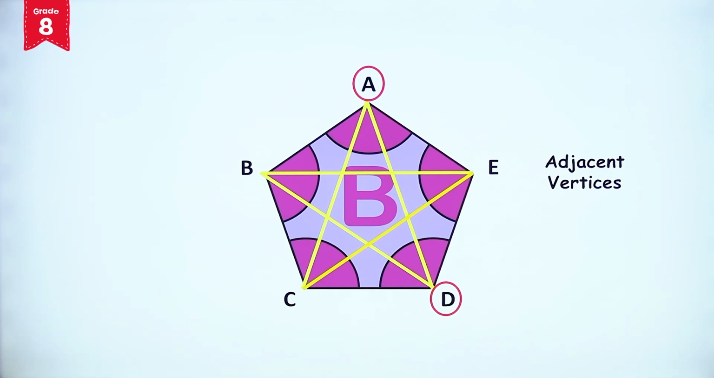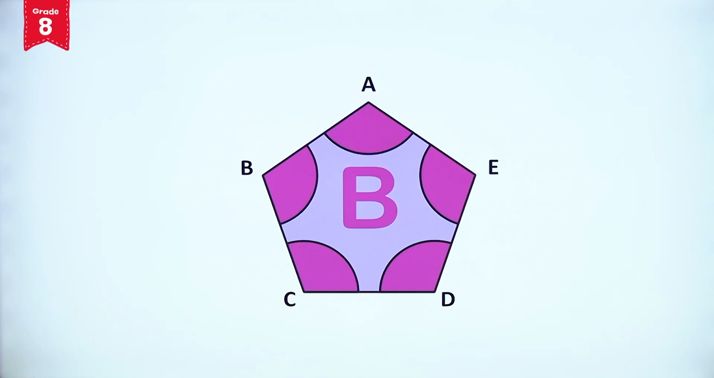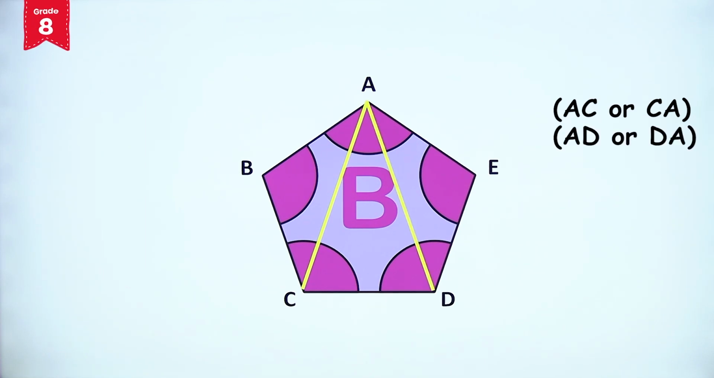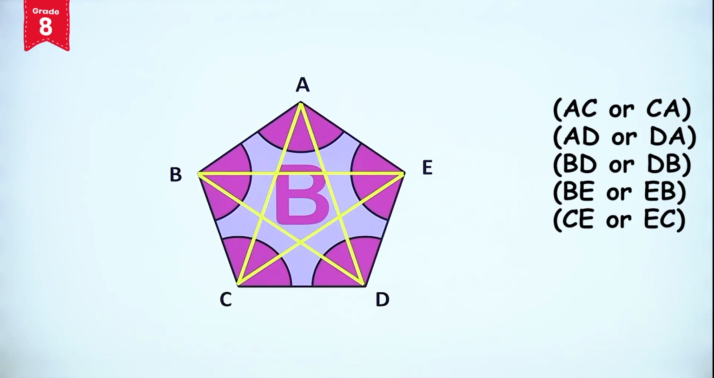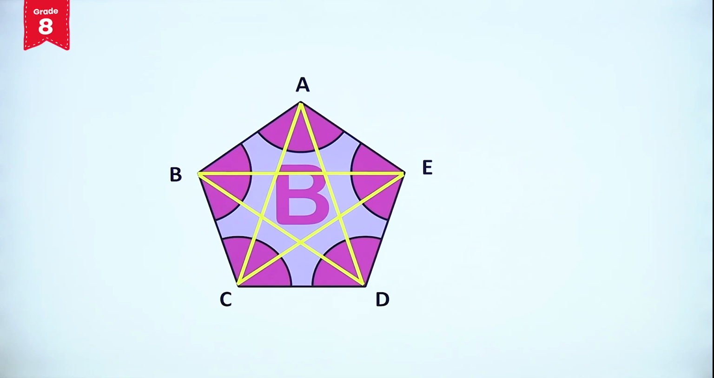Let's now count the number of diagonals that can be drawn in the pentagon. AC or CA, AD or DA, BD or DB, BE or EB and CE or EC. We have a total of 5 diagonals.